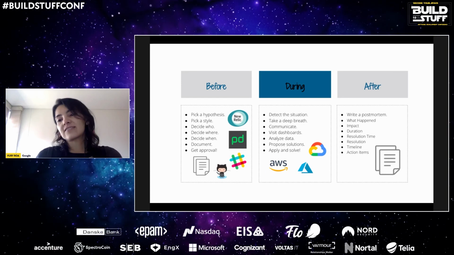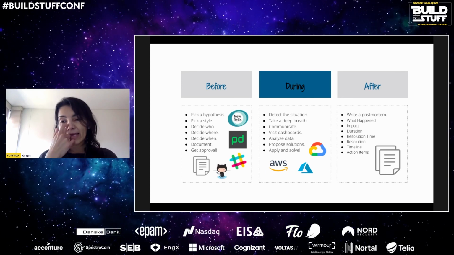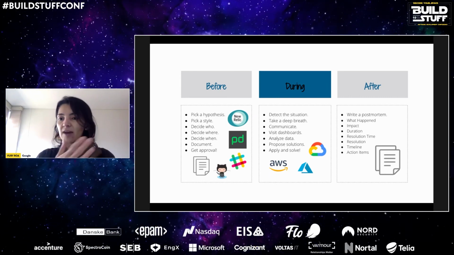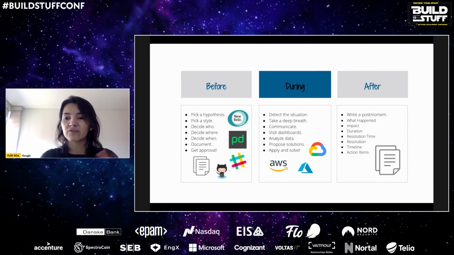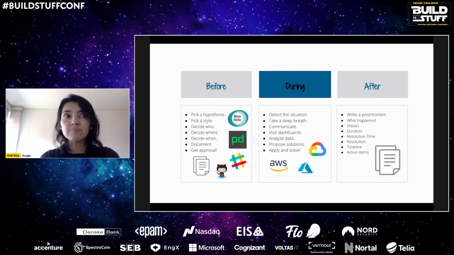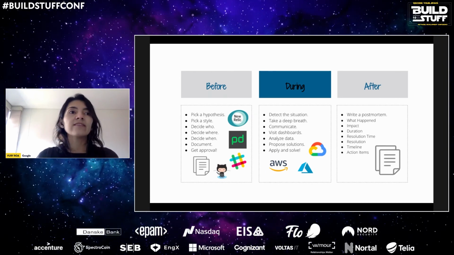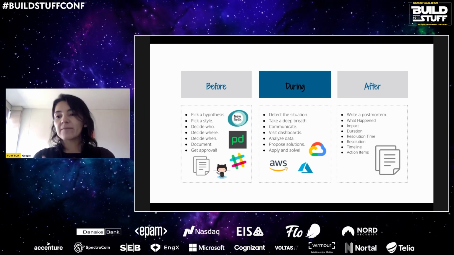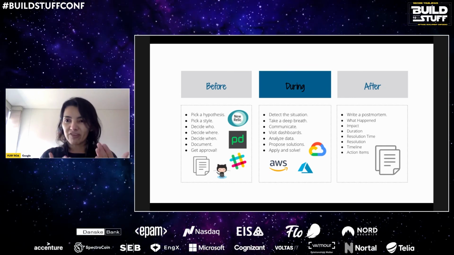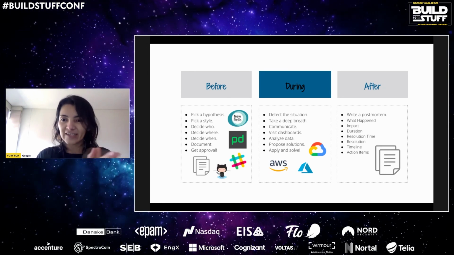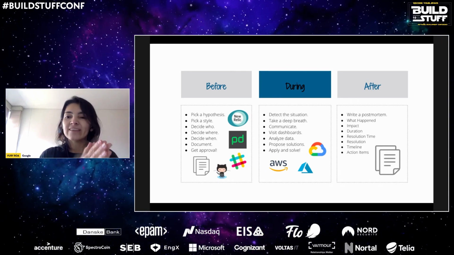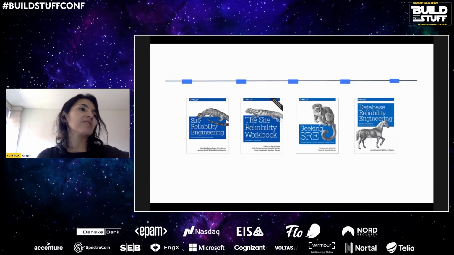And after that, it is important to write a postmortem, because it is a document that summarizes the activity and provides learnings about what happened, our memory of this event. It is important to include in a postmortem what happened, the impact, the duration, the resolution time, the resolution strategy, timeline, and action items. The action items are the most important thing here, because they contain the learnings about this activity.